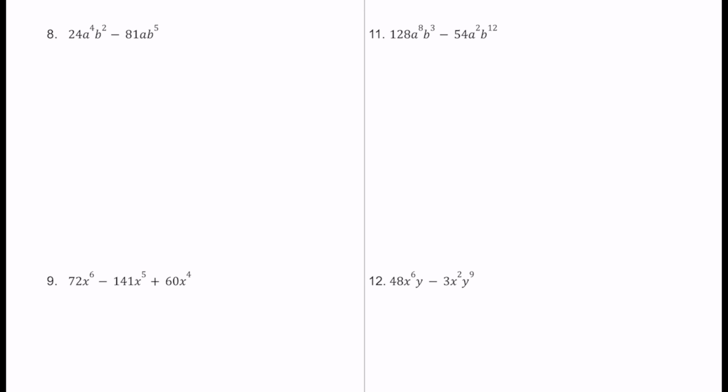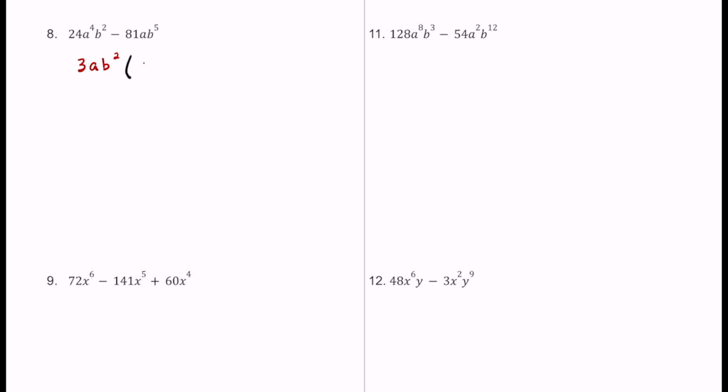For number 8, looks like we have a difference of these two terms. So we have 24a to the 4th times b to the 2nd minus 81ab to the 5th power. I'm thinking maybe this might turn into a difference of squares, just because there is a subtraction, but we might need to factor a little bit, or maybe it could turn into something that has a difference of cubes. So let's see if we can factor out a GCF first. For 24 and 81, I'm thinking about 3 as the GCF here. So let's factor out a 3. They both have 1a, and it looks like they both have b squared. So let's factor out that as a GCF.